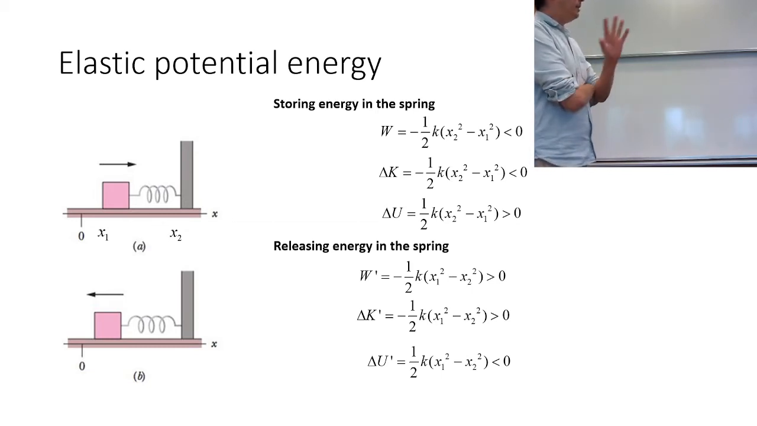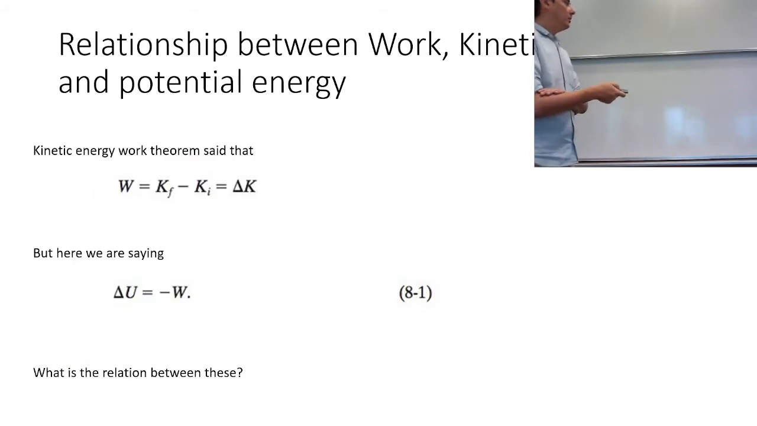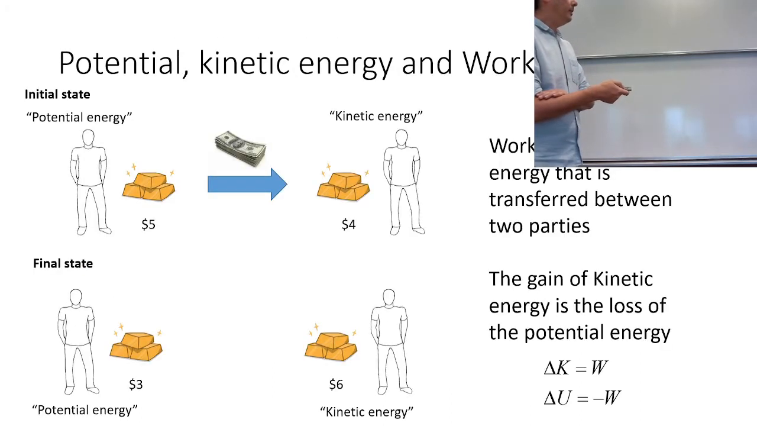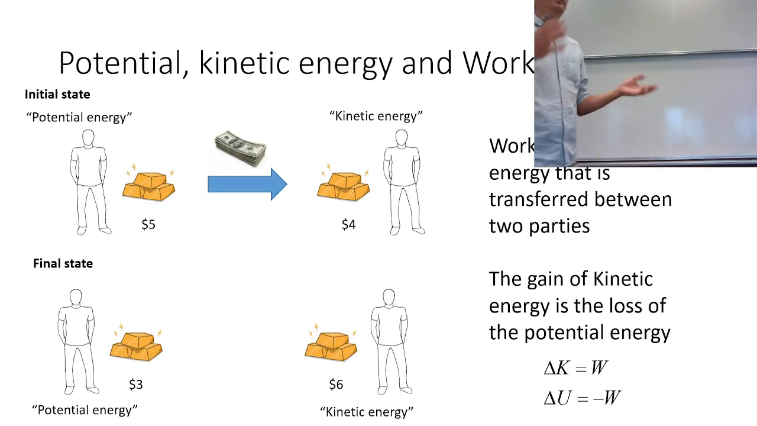So if you look at the kinetic energy and the potential energy, they sort of have the reverse relationship. So if you calculate the work here, the kinetic energy in this case goes down, but the potential energy goes up. And likewise when you release the spring.